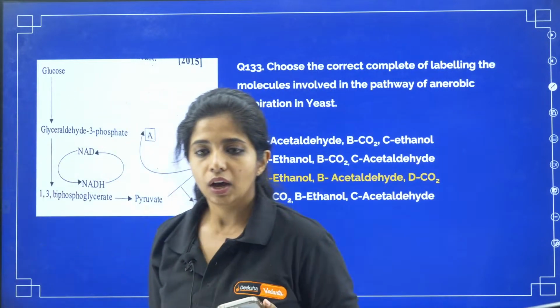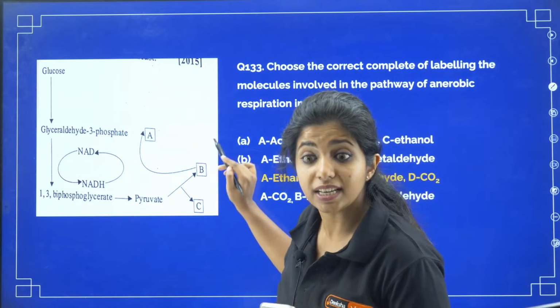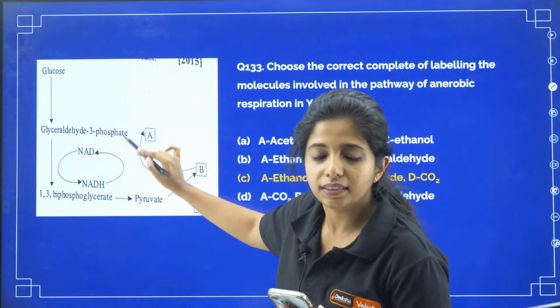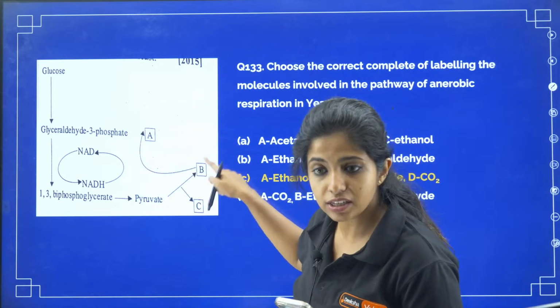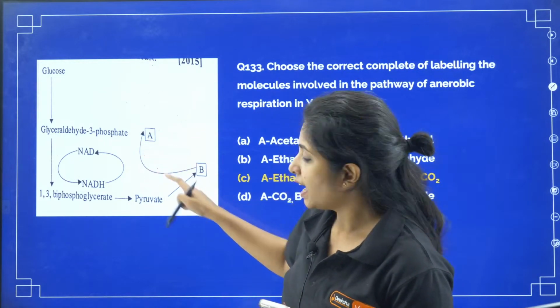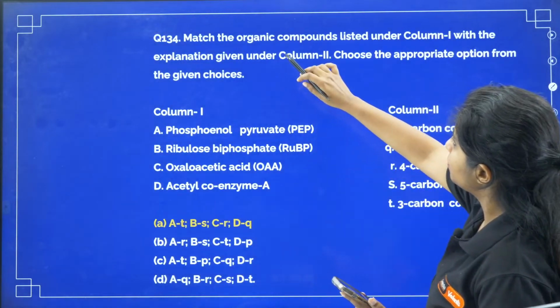Okay, over here, glucose to pyruvate. Pyruvate will convert into what? First acetaldehyde, then to what? Then to ethanol in the case of yeast. So not directly ethanol, first acetaldehyde, then ethanol at the end. And over here it produces CO2 as well. That is a question. Next, match the compounds.